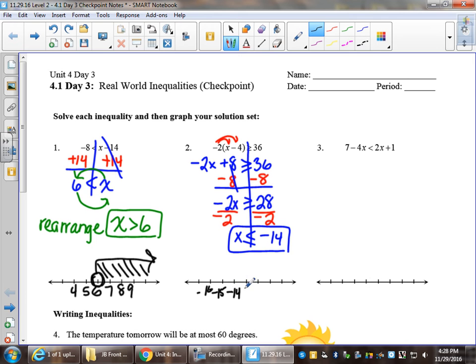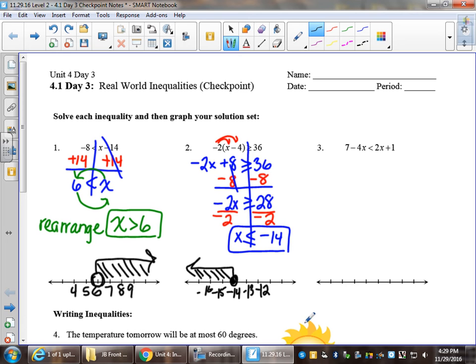Couple numbers to the left. Couple numbers to the right. It would be a solid dot on negative 14 to the left. Less than is to the left. This is supposed to be a negative 13. Wait, yes, there we go.